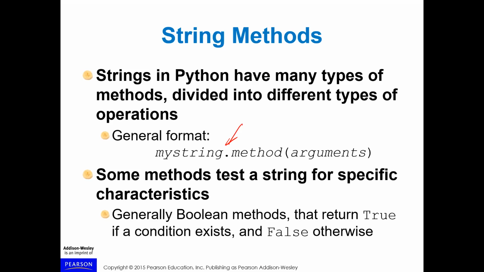So some methods can test a string for specific characteristics. For instance, you could say my string is upper, right? And that just means it'll return true or false. So that's why this says generally for Boolean methods that return true if a condition exists and false otherwise.